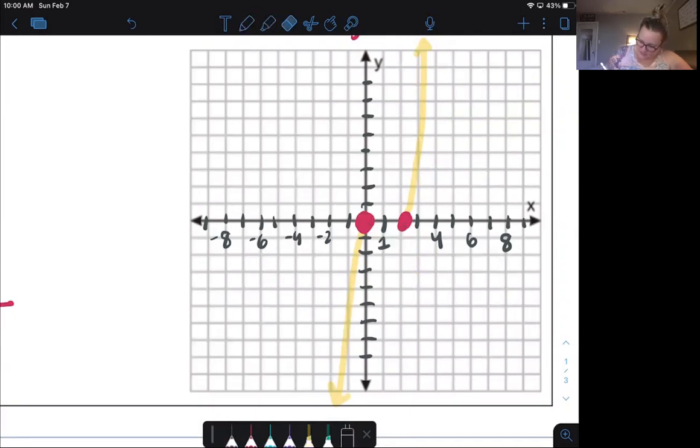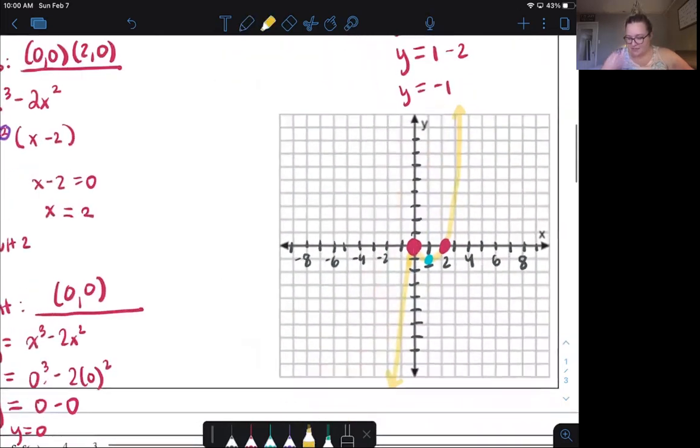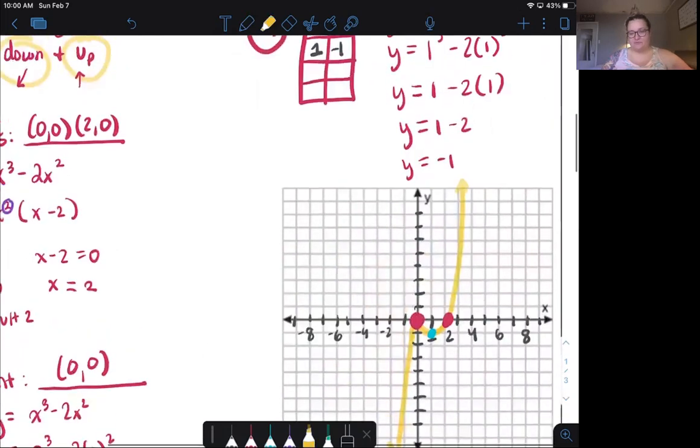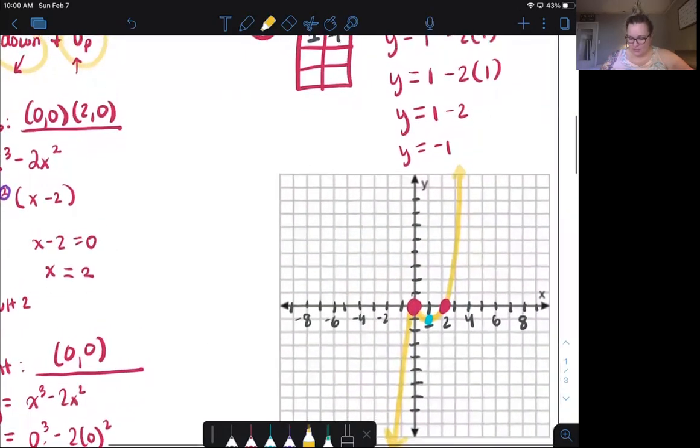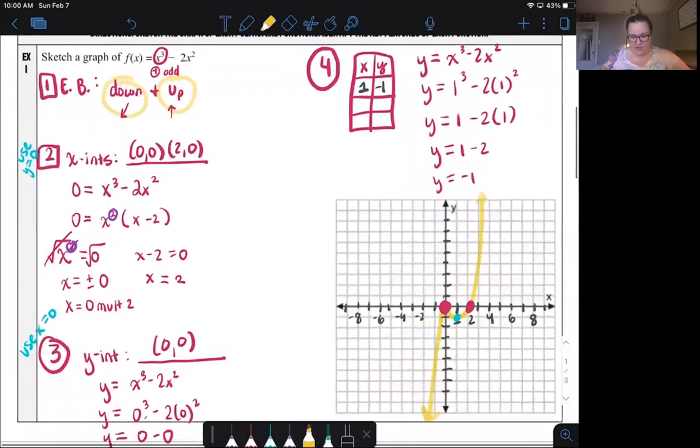I don't like what I did there. Let me fix it. Our graph comes down to this point, and then back up to the x-intercept. So our graph does something like this. Remember, it's a sketch. So as long as your end behavior and the points in between the x-intercepts are good, we should be fine. All right. So there we go. We've graphed f of x equals x cubed minus 2x squared.